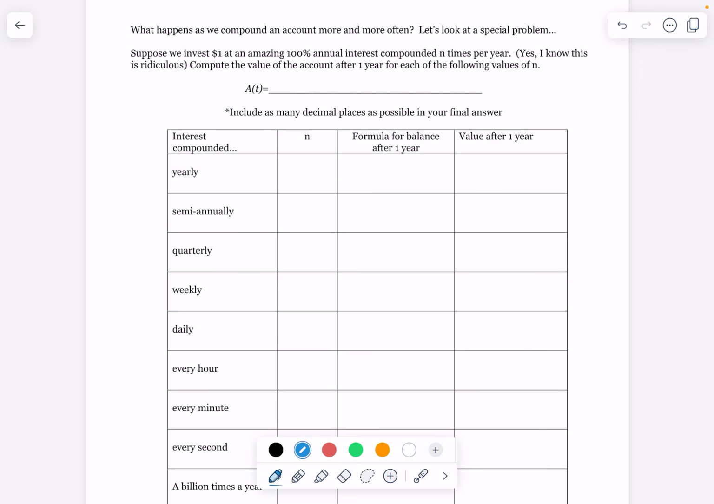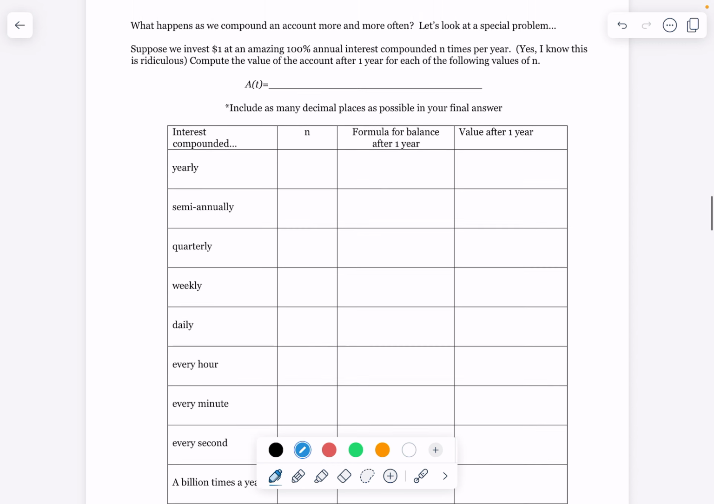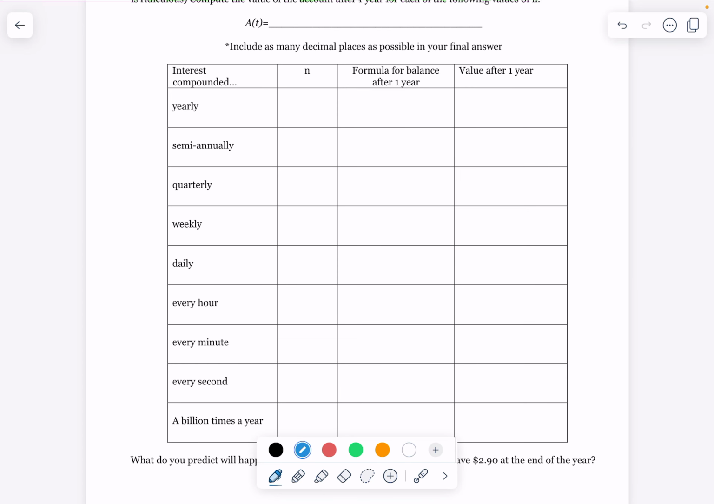And we're going to be able to compound this n times per year. We are going to try to see, with a higher frequency of compounding, are we able to earn more and more money? Are we able to earn infinite money if we just compound more and more frequently?